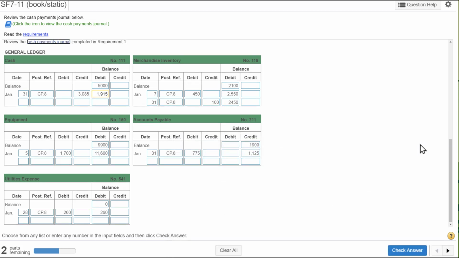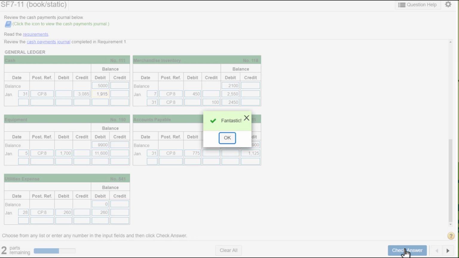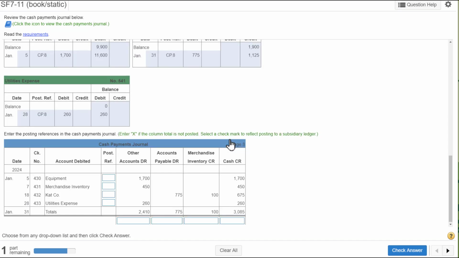Let me make sure everything looks good, because it's embarrassing when I screw up in a video. So we hope and pray, and we click on check answer. Okay. So now what we're going to do is here's the same cash payments journal. We have to let others know that we've posted all of these numbers.